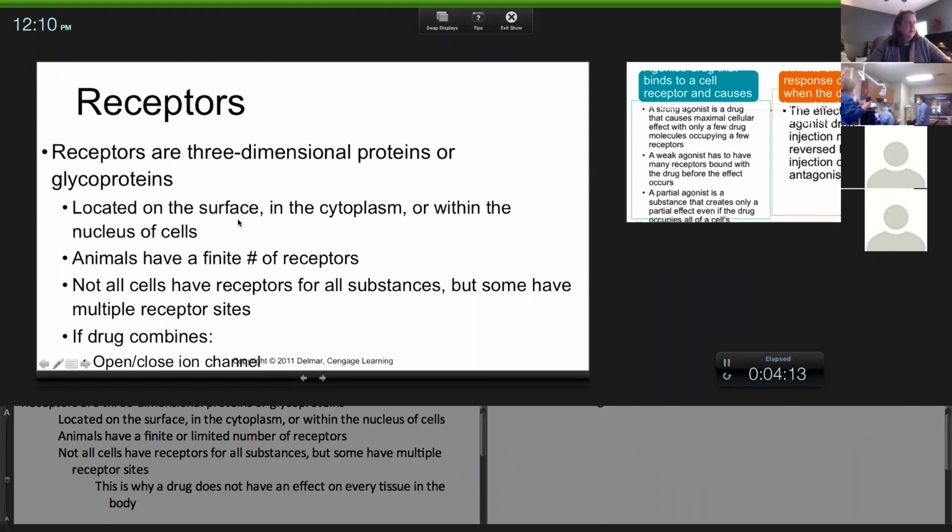So we talk about receptors on the cell, they can be within the cell. There's a certain amount of receptors, and not every cell has a receptor for every compound. So for example, when I talk about the opioids, and we talked about opioid receptors, but then you've got alpha 2 drugs, and they're going to go to certain receptors. So that's why a drug doesn't have an effect on everything in the body. It's designed to work at its specific receptor.